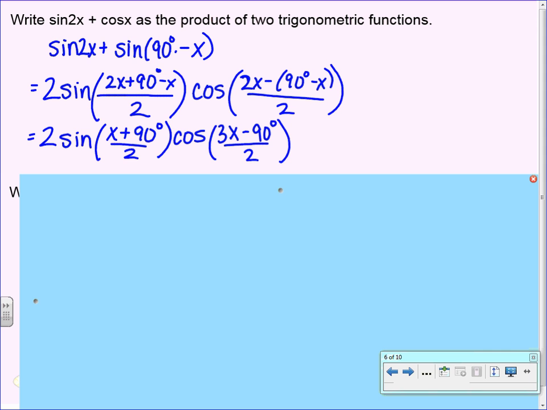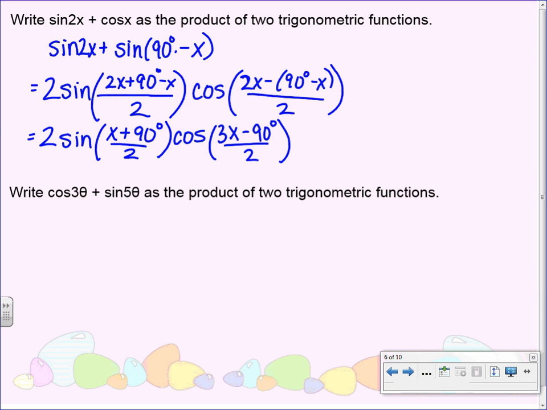All right, last one, same sort of idea: cosine 3 theta plus sine 5 theta. I have a question about the first one. If it was sine 2x plus cosine 2x, could you potentially take the 2 out? No. We're actually going to do one right now. See, there's a 3 and a 5. That may answer your question.